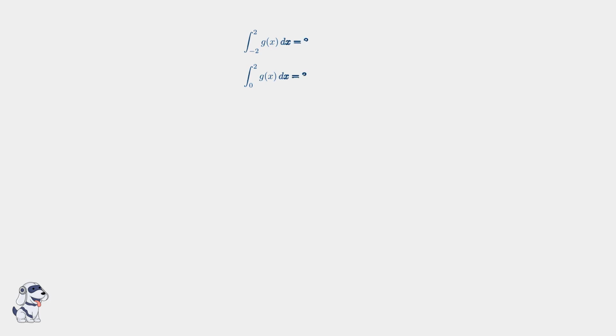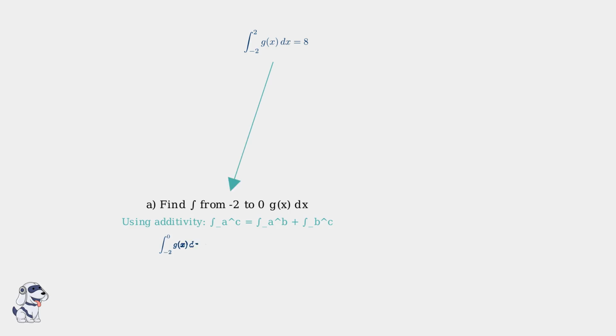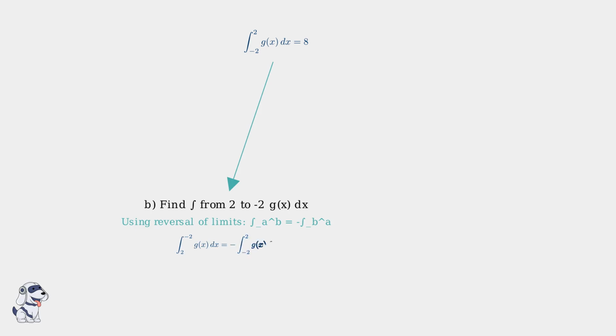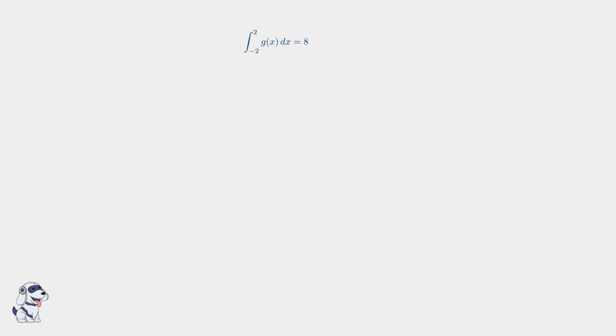Problem 13 uses properties of definite integrals. Given the integral from minus 2 to 2 of g of x dx equals 8, and the integral from 0 to 2 of g of x dx equals 3. For part A, find the integral from minus 2 to 0 of g of x dx using the additivity property, which states the integral from a to c equals the integral from a to b plus the integral from b to c. For part B, find the integral from 2 to minus 2 of g of x dx using the reversal of limits property, which states the integral from a to b equals negative the integral from b to a.